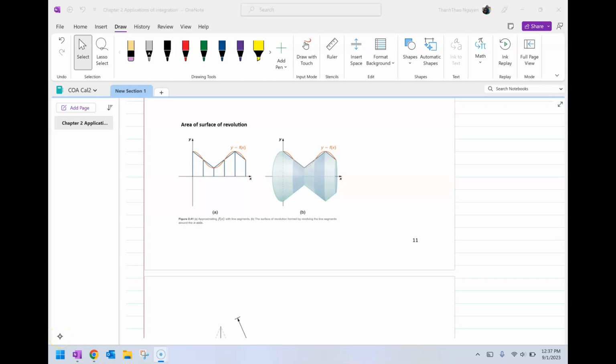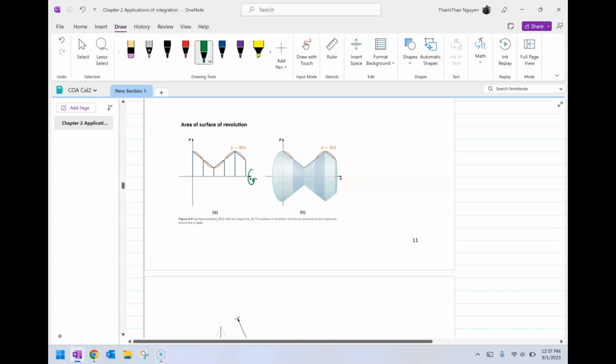Surface area of revolution. Let's say you are given a curve f of x, and we revolve this curve about the x-axis, and we want to calculate the surface area of this solid. Now think about this. Remember when we calculate the area, we calculate the measurement of the arc length.